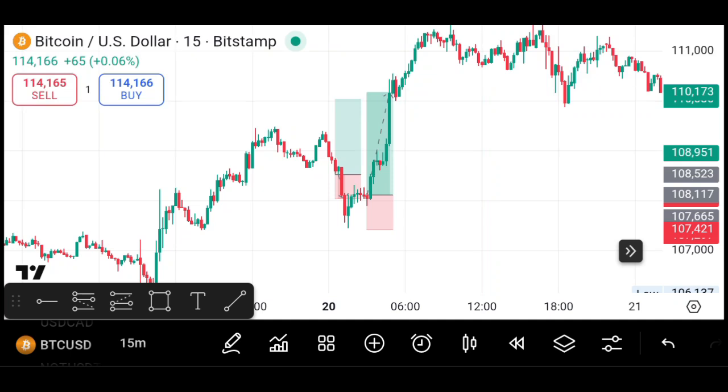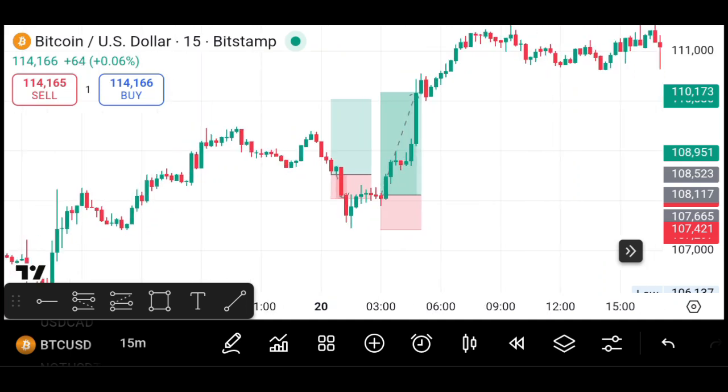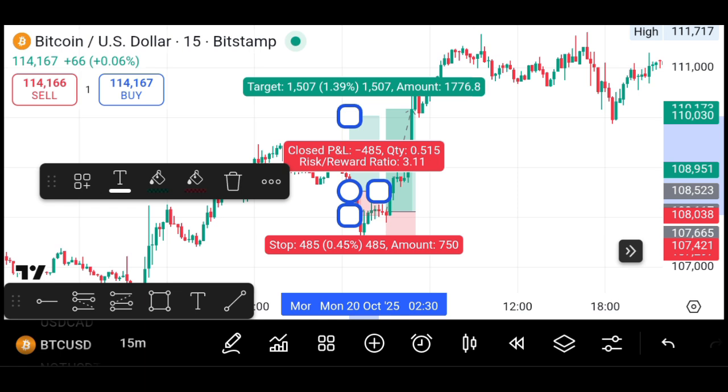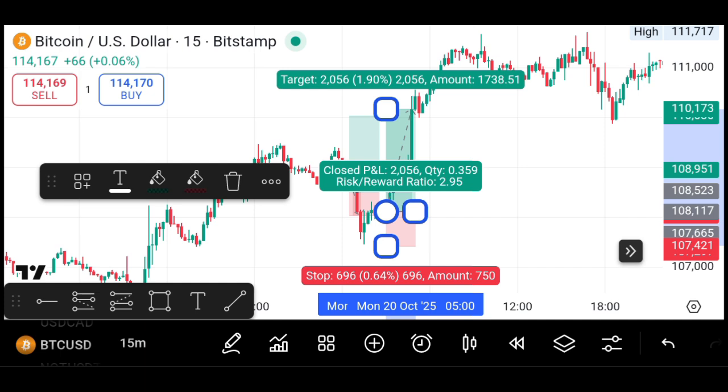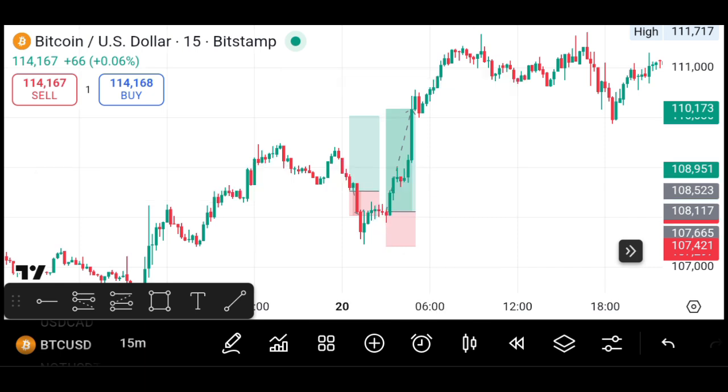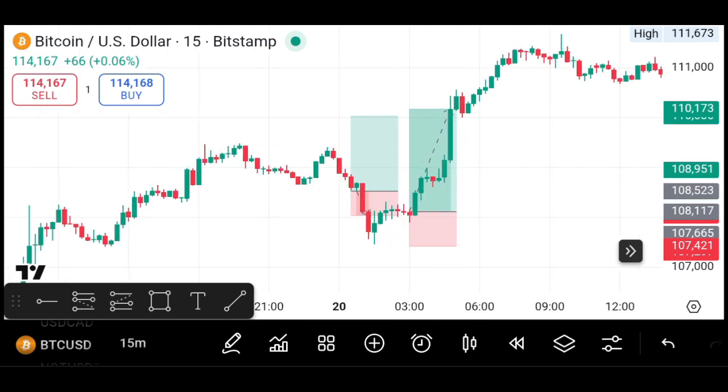So basically this was the trade. The first one, 50 pips stop loss with a 150 pips take profit, while the other one had a 205 pips take profit with a 69, let's just say 70 pips stop loss. Okay, basically this was what happened.